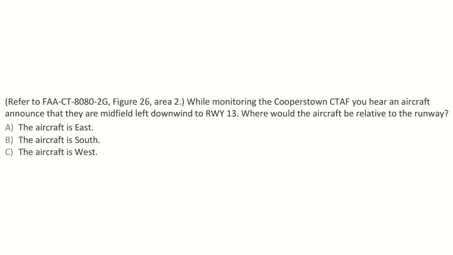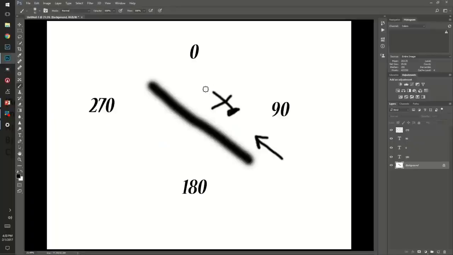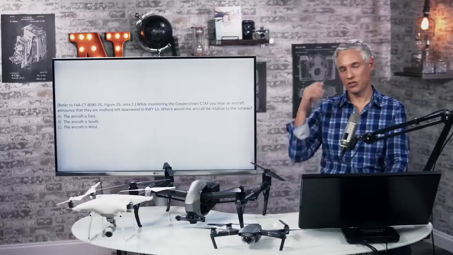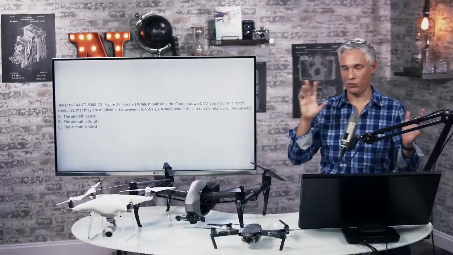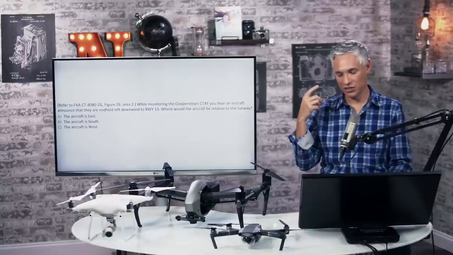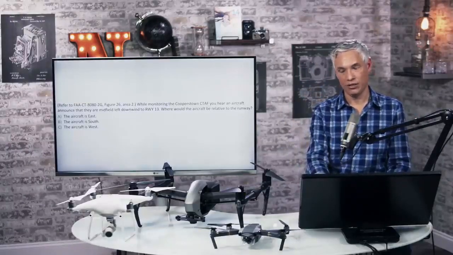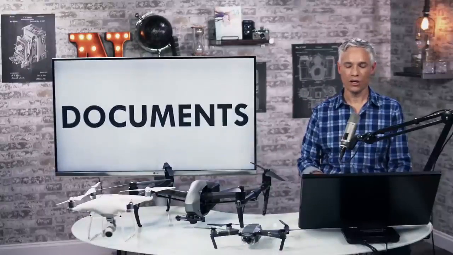And the question asks, where would the aircraft be relative to the runway? The aircraft is east. I mean, it could be northeast, but north isn't the option because that would be confusing. So it's actually northeast, but if anything, the aircraft is east. The theory that they want you to know is, you might be flying around where you're theoretically listening to this runway chatter. Where is that plane actually going to be, assuming you can't see it?